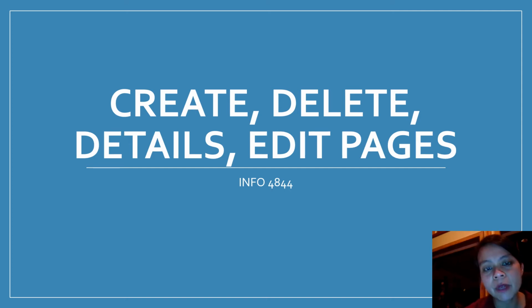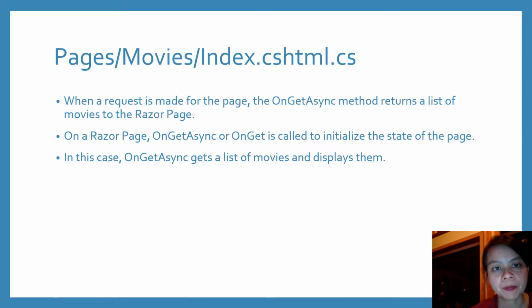In this video, we're going to take a look at the create, delete, details, and edit pages that we created during the scaffolding process in the last class. As you go through this PowerPoint, I would like you to go to Visual Studio and open up the pages that you have created so far, so that you can refer to them as we go through each page. We're going to begin with the Index page model in the Pages, Movies folder.